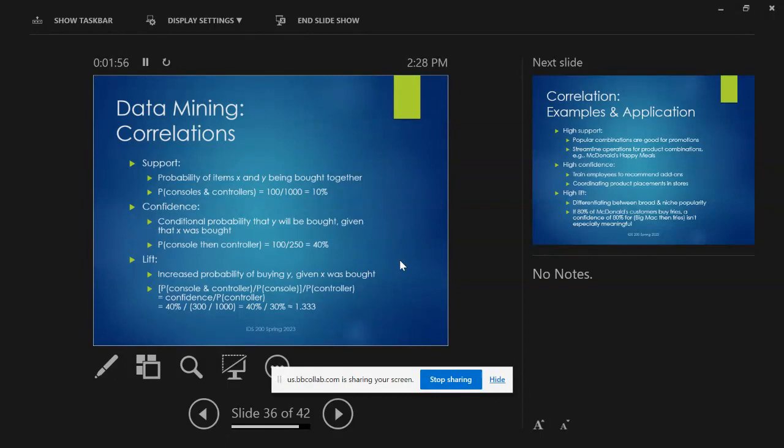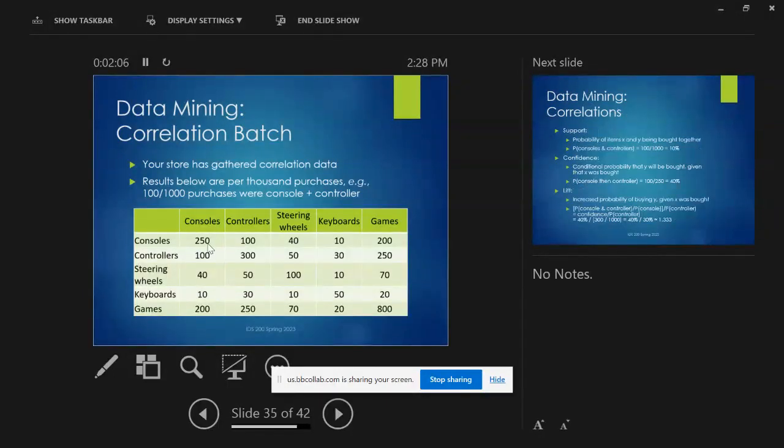Confidence is what's called a conditional probability. It just means the probability that some item is going to be bought given that another item was bought. So for example, we go back to our consoles here. We say, okay, of the people who bought consoles, 100 of them bought controllers. So if we know that somebody bought a console and there's 250 of those, there's a 100 out of 250 chance, or 40%, that somebody also bought a controller, right? So the confidence of buying a controller, given that they bought a console, is 40%. That's what a conditional probability is.